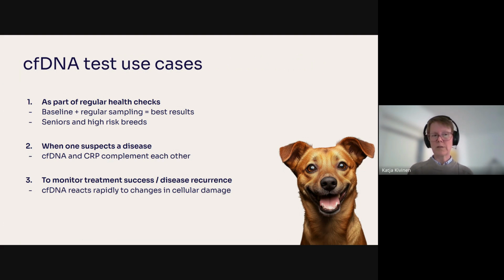So here are a couple of test cases. We can use cell-free DNA as part of the regular health checks. And we have actually done this in Finland already. So we are collecting a baseline sample from dogs that are clinically healthy or appear healthy, and then we do regular sampling to check that the cell-free DNA level stays fairly stable. This could potentially be most useful in high-risk breeds to detect cancer and other diseases as early as possible, and in general in senior dogs.